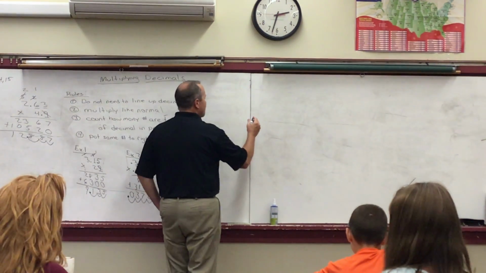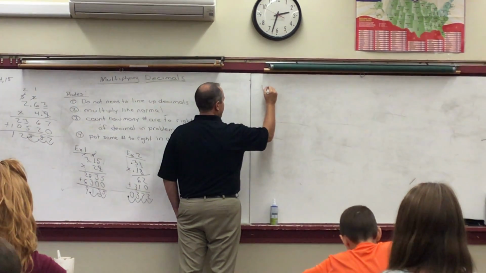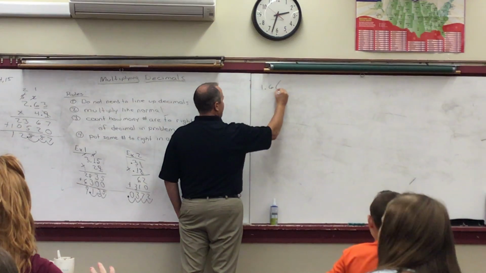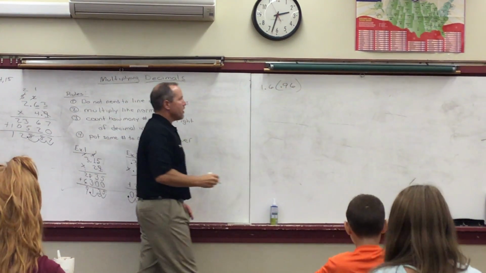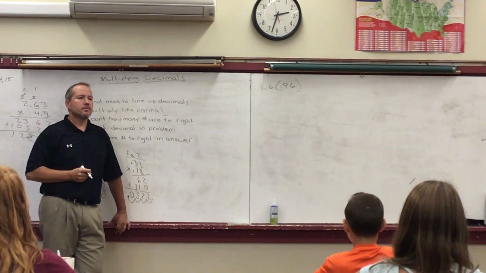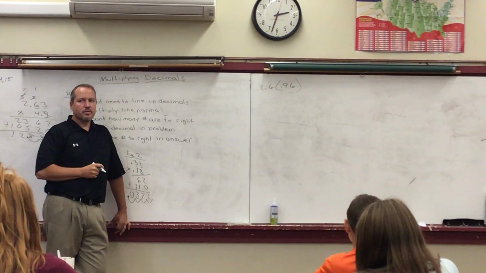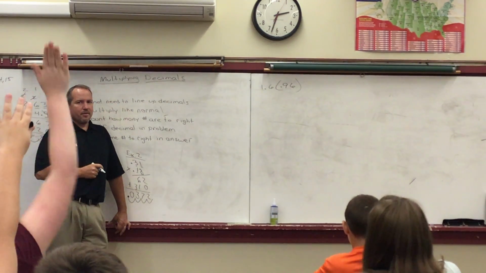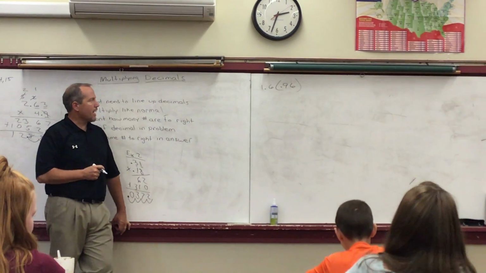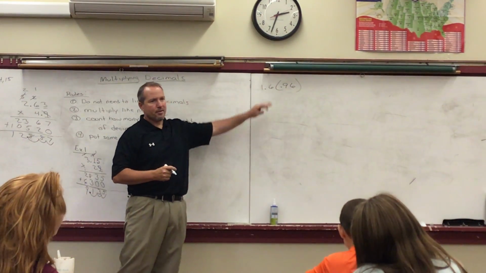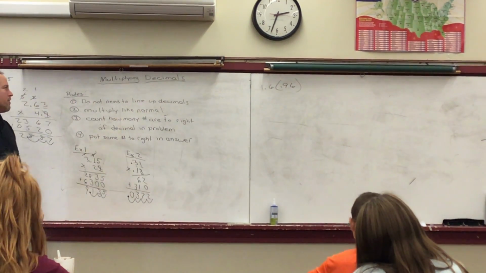Okay, let's say you see a problem like this in your homework. 1 and 6/10 and 9,600. What does that mean? Evan? 1 and 6/10 times. Exactly. We're going to multiply this. Okay? So, first thing I want you to do is write that problem up and down.